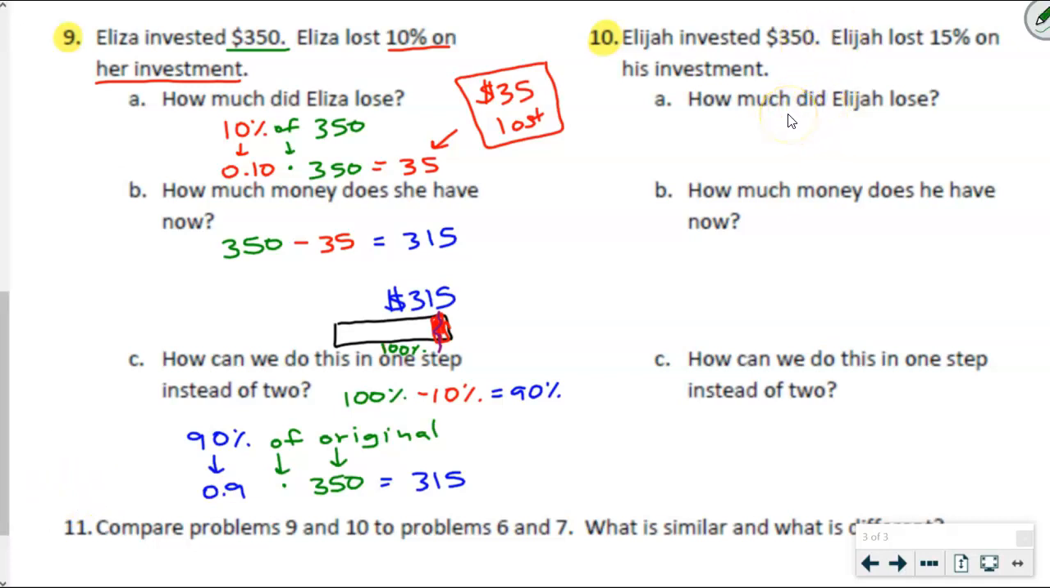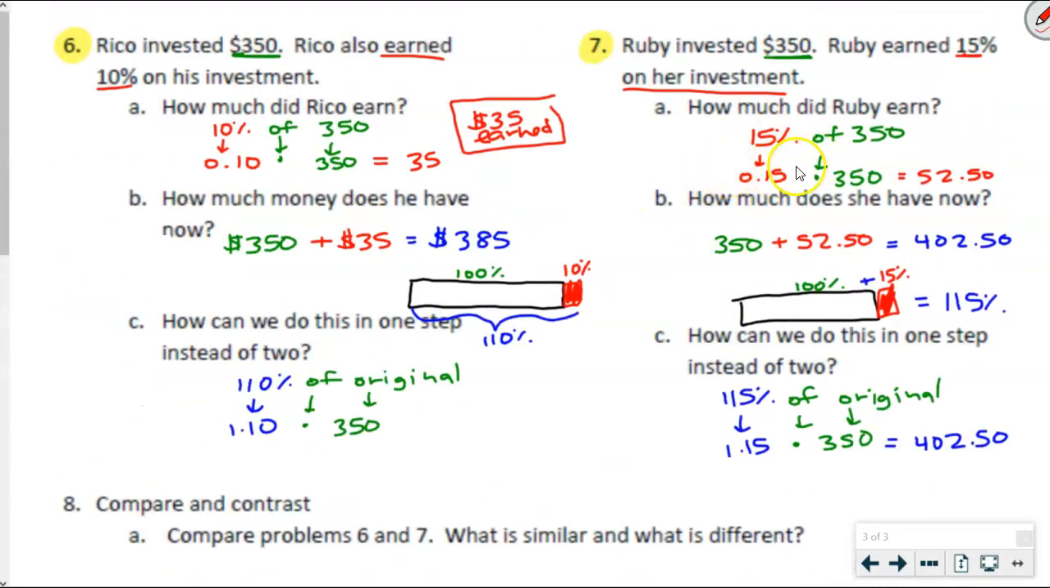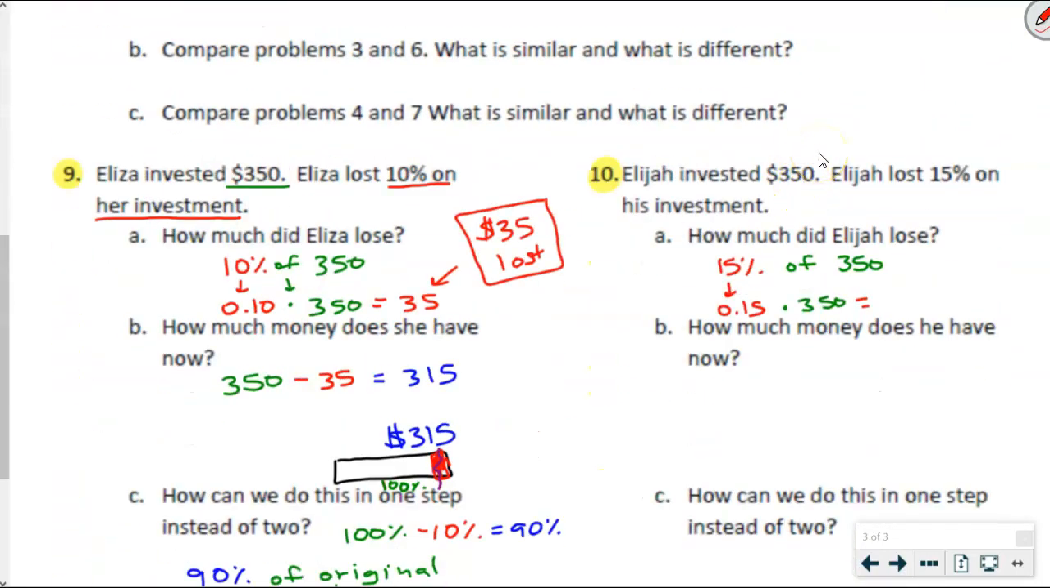How much did Elijah lose? Elijah lost 15% of that 350. So if I want to know how much he lost, I type into my calculator 0.15 times 350. Remember, that's the same calculation that we did before. You can see it up here. Same calculation. So even though it's a different problem, we can reuse that same calculation from above. 52.5. The difference in this problem is that is the amount that Elijah lost.